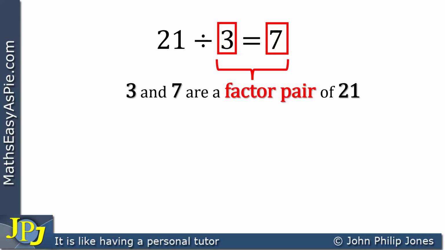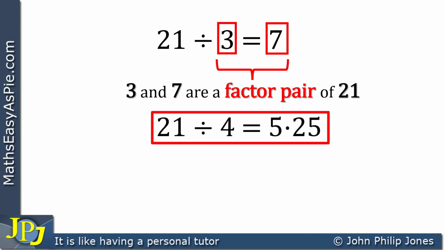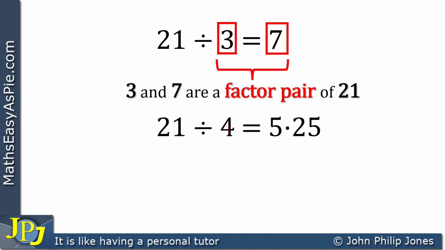Now I'm going to divide by the next number in the sequence, which is clearly 4. So you can see that division appearing here. 21 divided by 4 is 5.25. Now 5.25 is not a whole number. Consequently, the 4 is not a factor of 21. So it cannot be part of a factor pair.